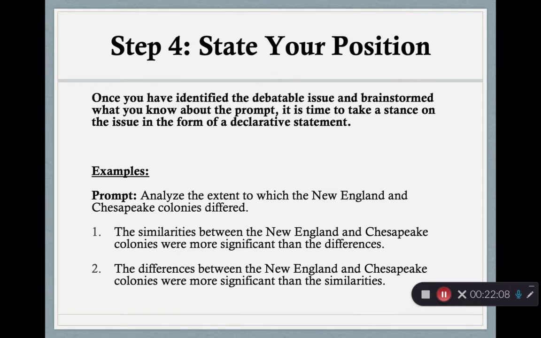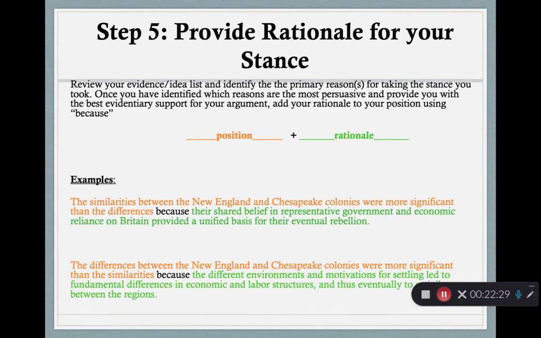So, state your position. Again, this is your blanket argumentative statement. Either the similarities between the colonies were more significant than the differences, or the differences were more significant than the similarities. Pick your side. Then you need to qualify or provide your rationale. You need to provide reasons. The similarities between the colonies were more significant than the differences because their shared belief in representative government and economic reliance on Britain provided a unified basis for eventual rebellion.